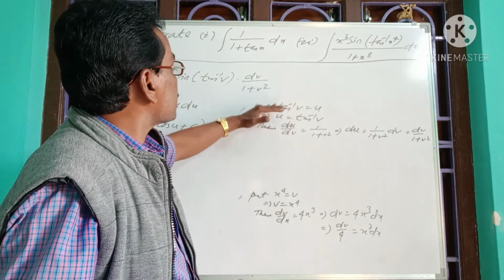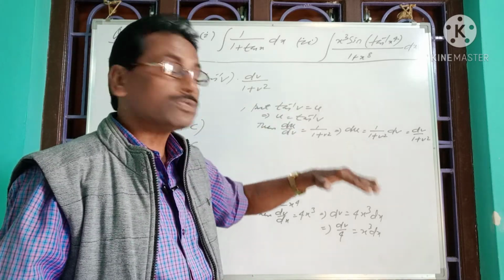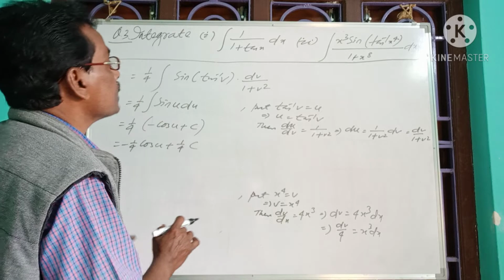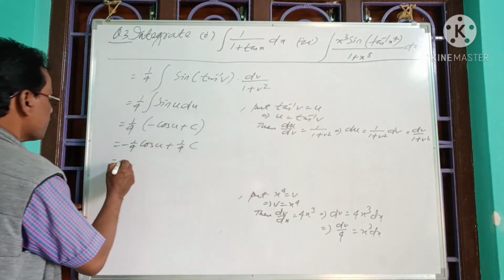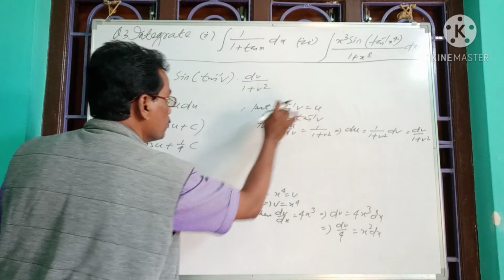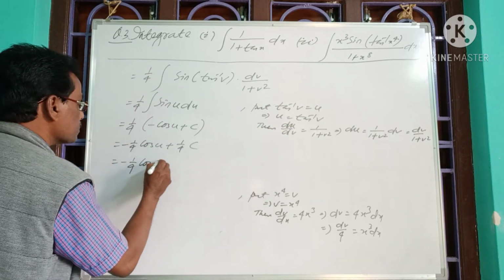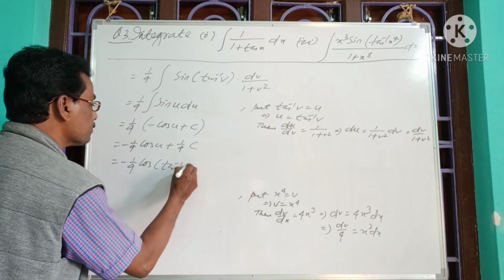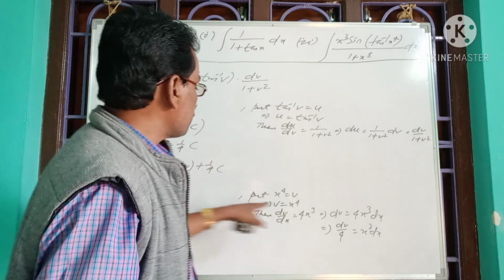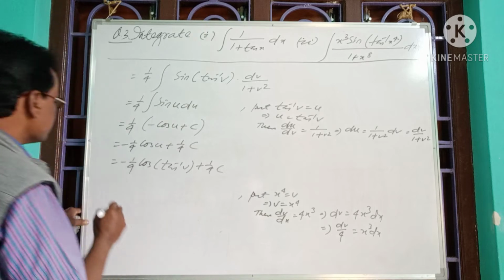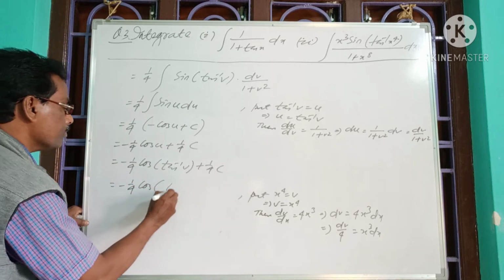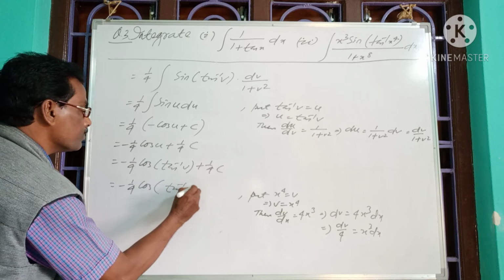After substitution it transformed into v, and again after substitution it transformed into u. So now u will be replaced back, where u is tan inverse v. So we have minus 1 by 4 cos of, in place of u we have tan inverse v, that is cos of tan inverse v plus 1 by 4 into c. Again v will be replaced back by s to the power 4.